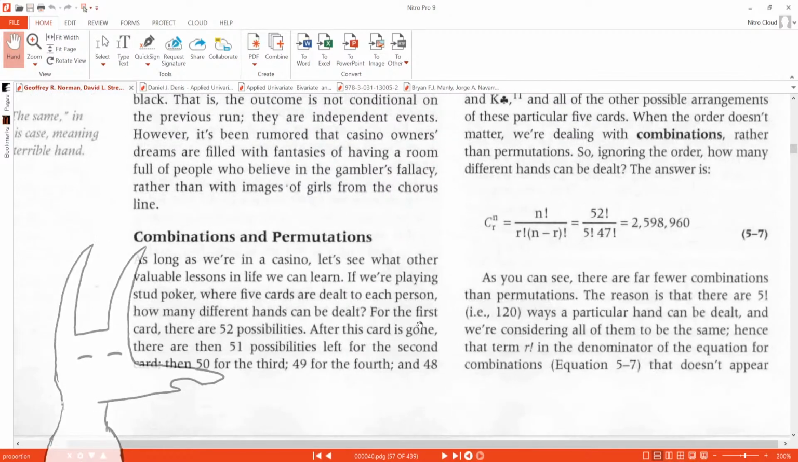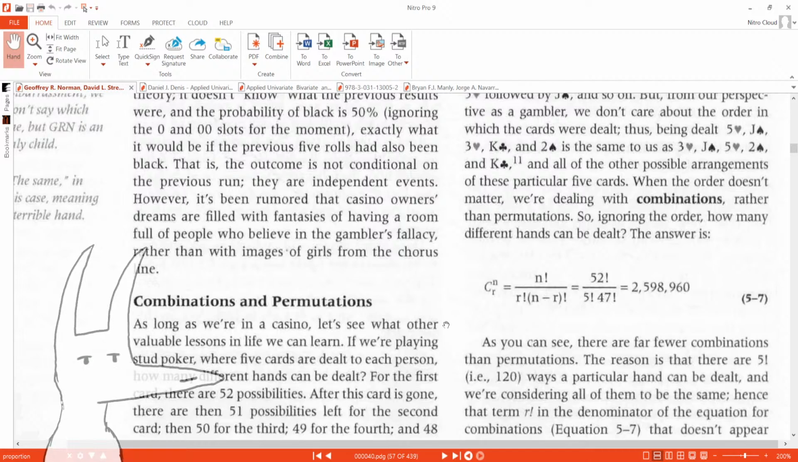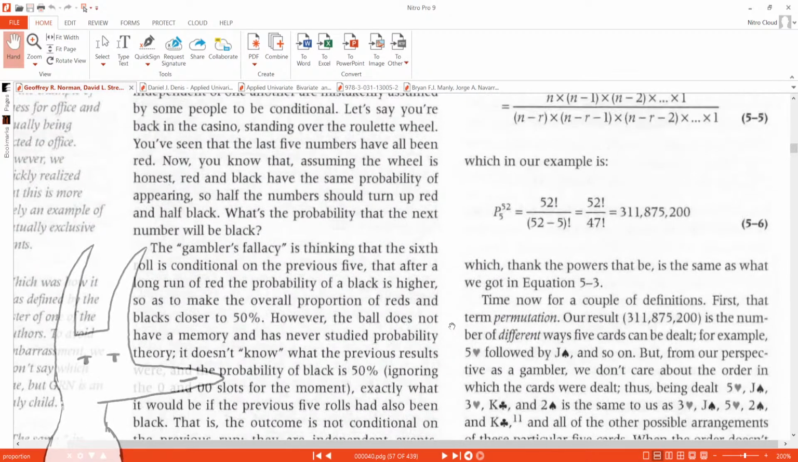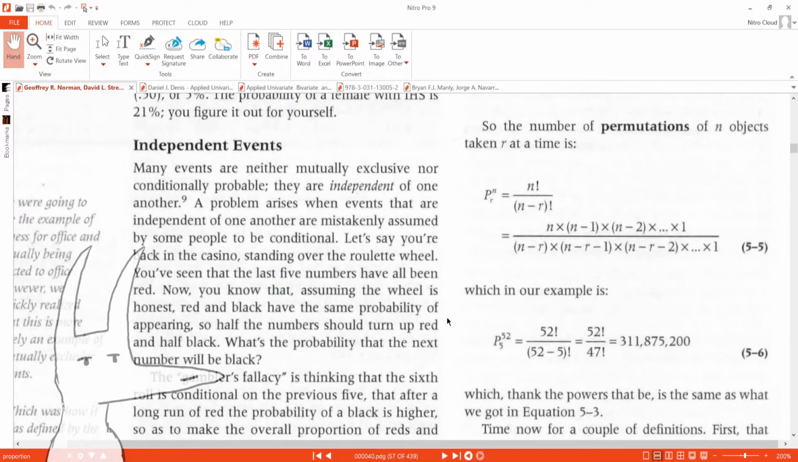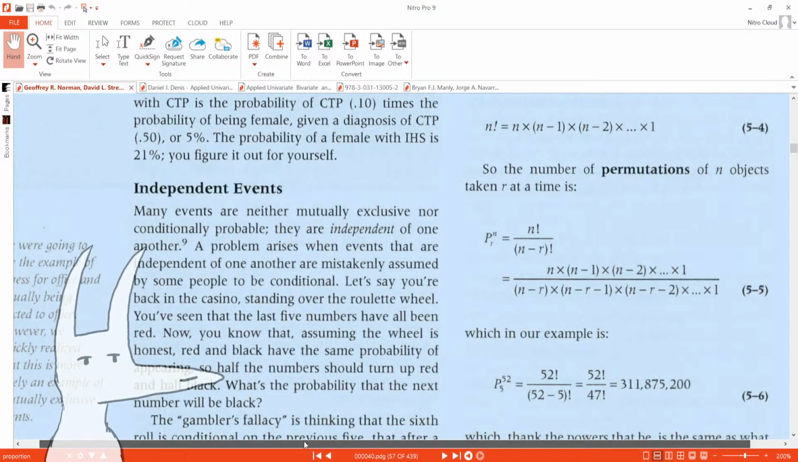Right, permutations and combinations. Okay, many events are neither mutually exclusive nor conditionally probable. They are independent of one another.